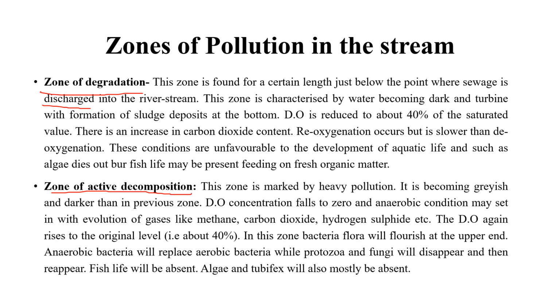There is formation of sludge deposits at the bottom. Whatever contents are released into the water stream, there will be some solids, because on the water treatment side there will be a huge amount of solids at the end. Those solids will also be discharged into the river stream, and as sludge deposits they will be deposited at the bottom, and the dissolved oxygen will be reduced to about 40% of the saturated value. Further, it will increase the carbon dioxide content.